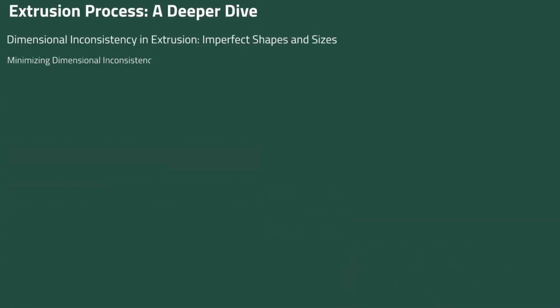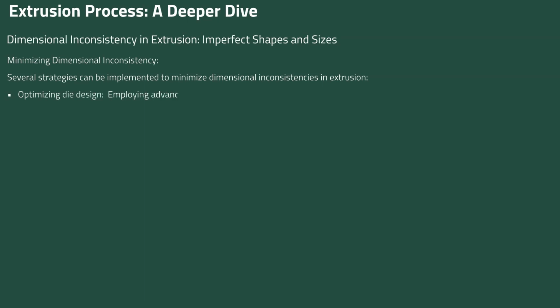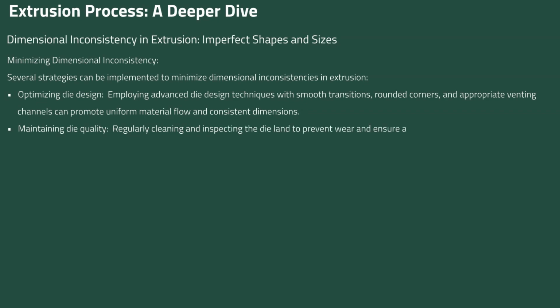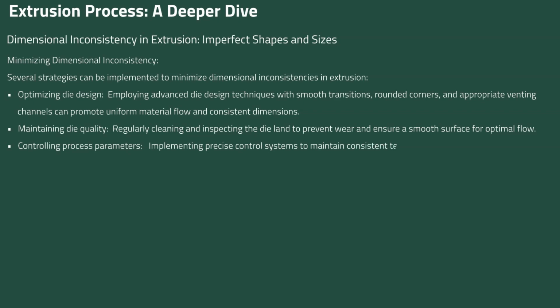Minimizing dimensional inconsistency. Several strategies can be implemented to minimize dimensional inconsistencies in extrusion. Optimizing die design: employing advanced die design techniques with smooth transitions, rounded corners, and appropriate venting channels can promote uniform material flow and consistent dimensions. Maintaining die quality: regularly cleaning and inspecting the die land to prevent wear and ensure a smooth surface for optimal flow. Controlling process parameters: implementing precise control systems to maintain consistent temperature, pressure, and flow rate throughout the extrusion process.